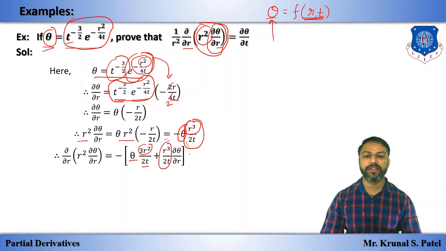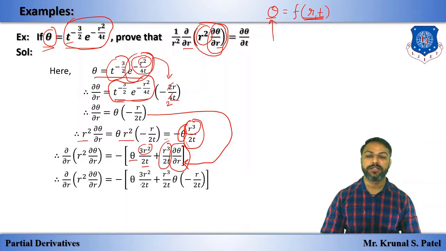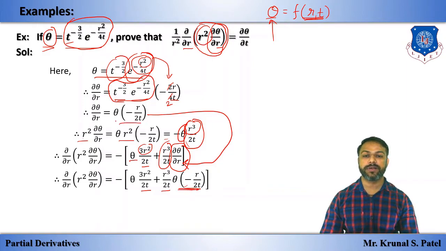Now we will put in the value of del theta by del r, because we know the value. Where is the value? It is here, we will put it here. Okay, so we have minus as it is, theta as it is, this term as it is, r cube by 2t as it is, and the value of del theta by del r is theta into minus r by 2t, this one.